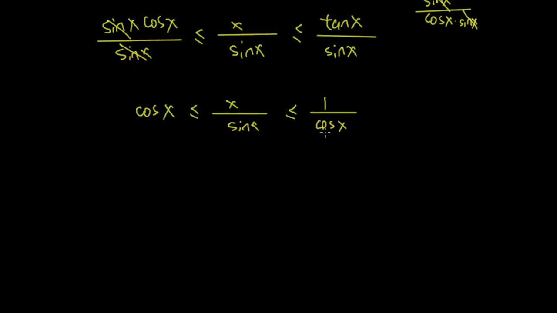Now, we have to take the inverse of all these terms here, right? Then the inequality sign has to flip, okay? So this side, 1 over cosine x, is greater than or equal to sine x over x, which is greater than or equal to, now 1 over cosine x inverted, cosine x.